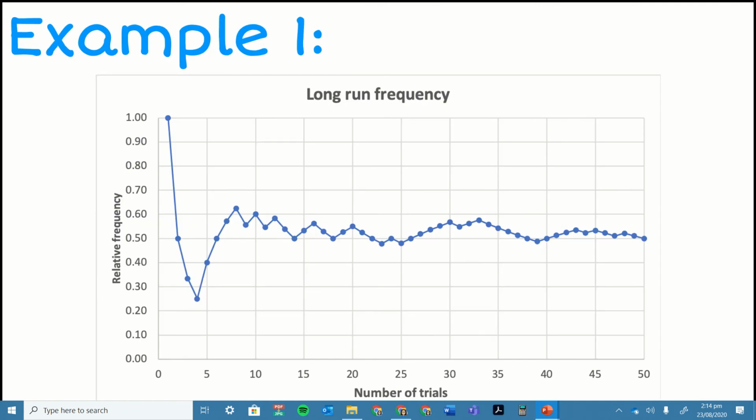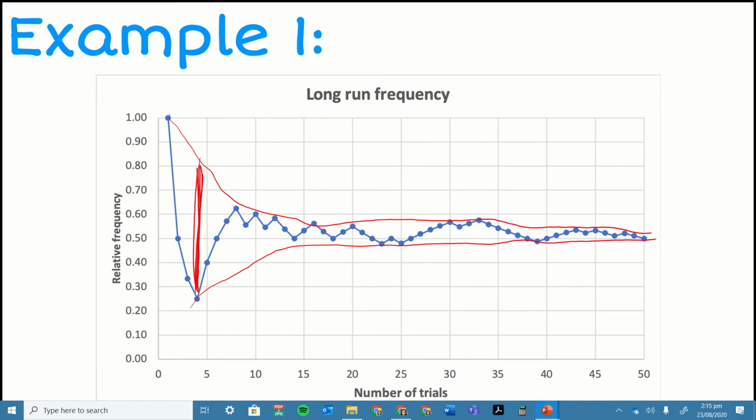So here's an example of a long run frequency graph. What I want you to notice is, if I was to draw a line around the top points and then a line around the bottom points, at the beginning there's a lot of variation. Those two lines I've drawn are quite wide. As I do more and more trials, because across the bottom I've got my number of trials, these lines are getting closer and closer together.